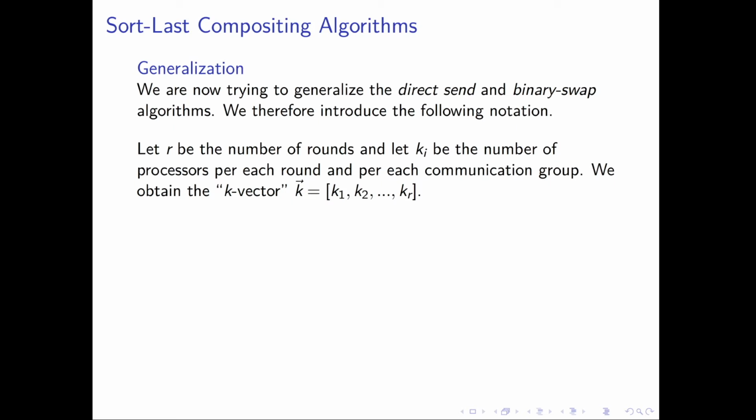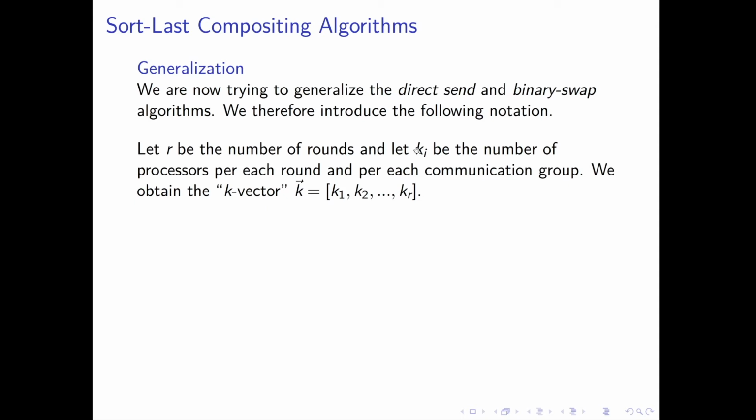And we therefore need to introduce a bit of notation. We let R be the number of rounds, like what we already saw, as the height of the tree. So R is the number of rounds, and K subscript i is the number of processors per round per each communication group. And with that, we can form the so-called K vector, the vector of K_i's.